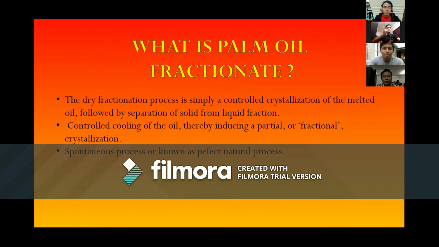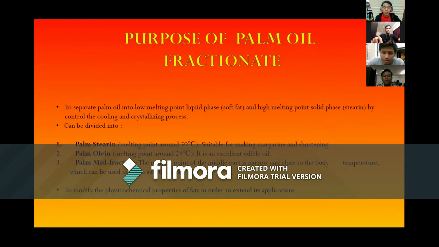Okay, what is palm oil fractionation? As we know, there are three types of fractionation of palm oil. The one we choose is the dry fractionation process, which is controlled by the crystallization of the melt oil, followed by the separation of solid from liquid fraction. This process also controls the cooling of the oil, thereby inducing a partial or fractional crystallization. This is a spontaneous process.